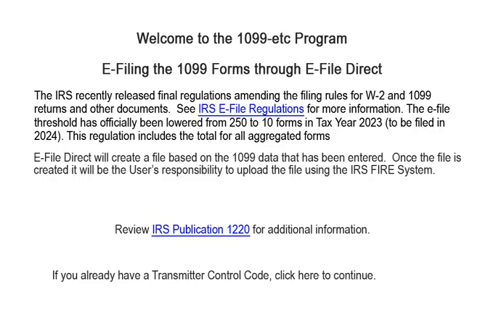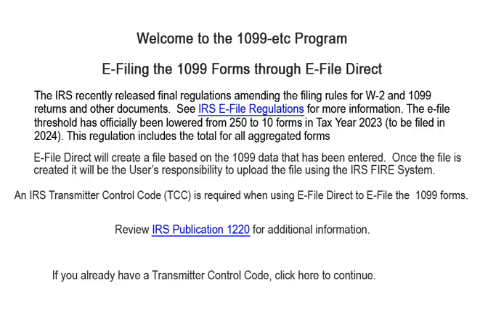The IRS recently released final regulations amending the filing rules for W-2 and 1099 returns and other documents. See IRS e-file regulations for more information. The e-file threshold has officially been lowered from 250 to 10 forms in tax year 2023, to be filed in 2024. This regulation includes the total for all aggregated forms.